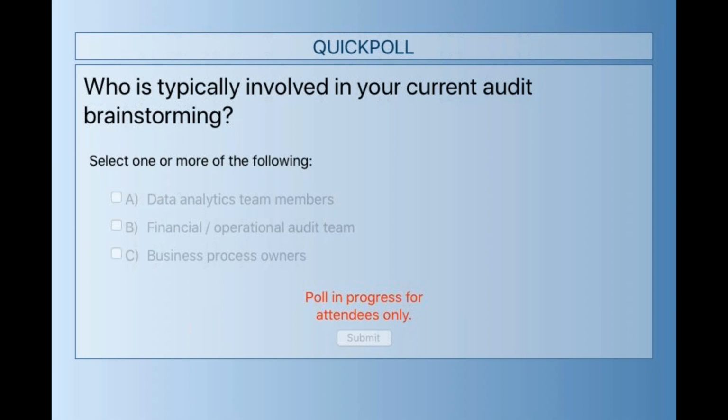Our first polling question is, who is typically involved in your current audit brainstorming? Is it the data analytics team members, the financial operational audit team, or business process owners? Or is it a combination of any of these three? Please let us know amongst all of those.